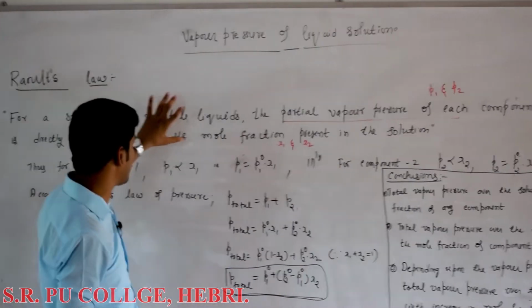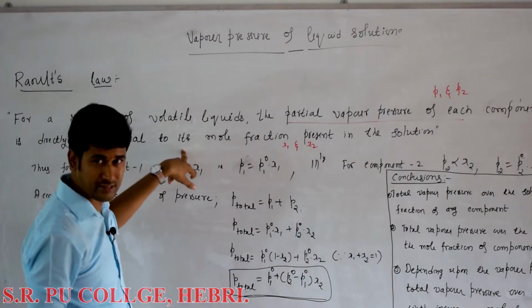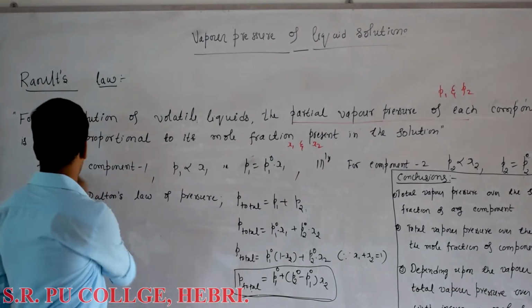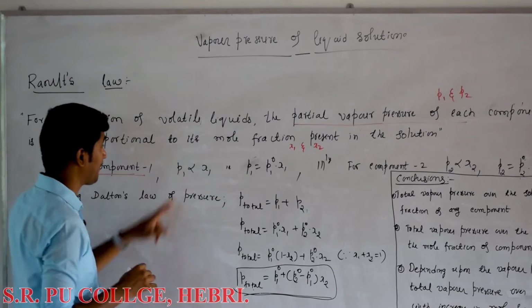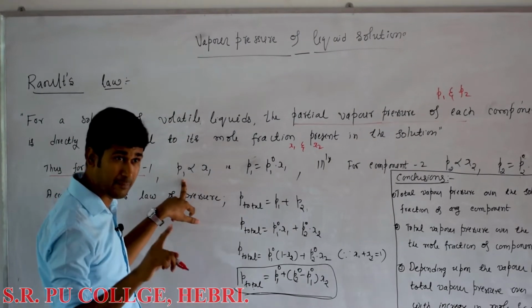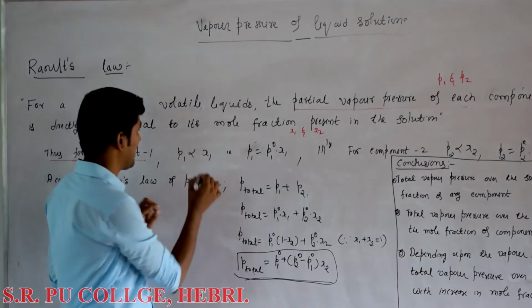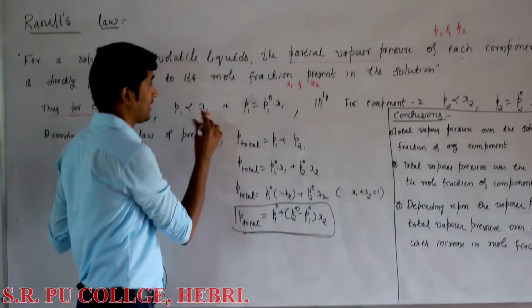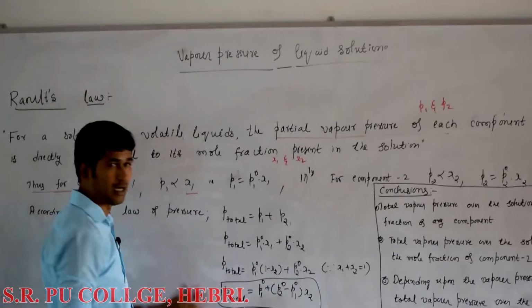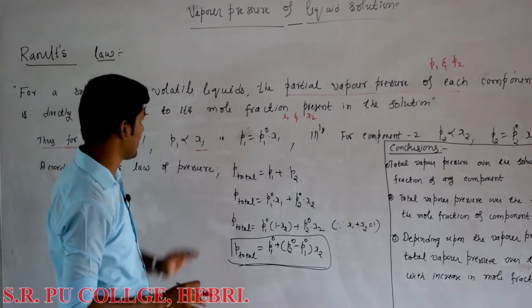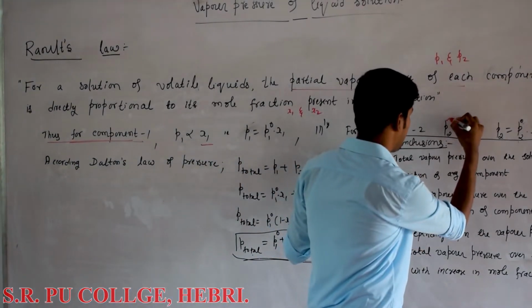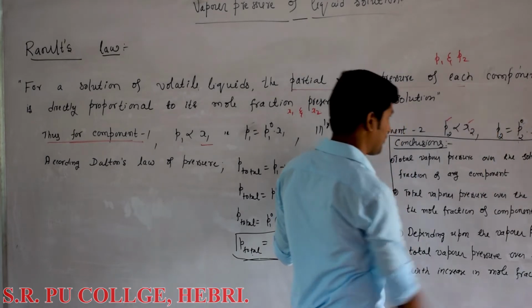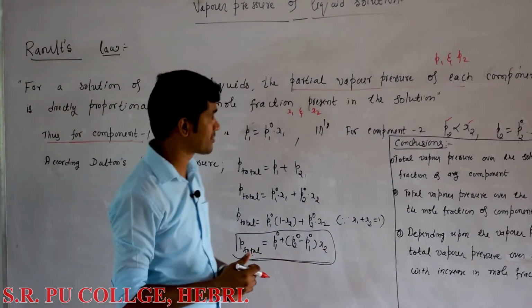So mathematically, how to write this Raoult's law? For component 1, according to Raoult's law, P1, the partial vapor pressure of component 1, is directly proportional to x1, that is, the mole fraction of component 1. Similarly, for component 2, the partial vapor pressure is P2 and it is directly proportional to its mole fraction x2.